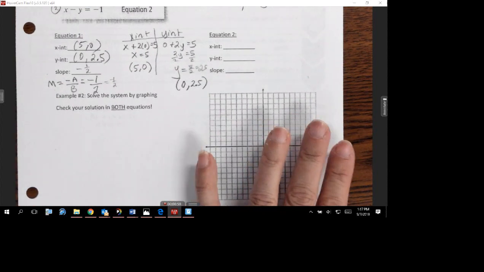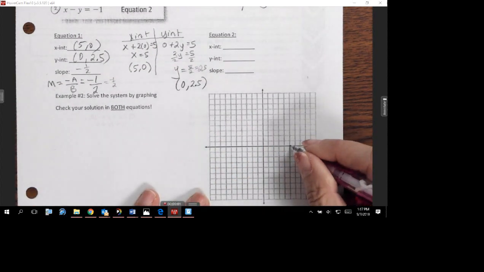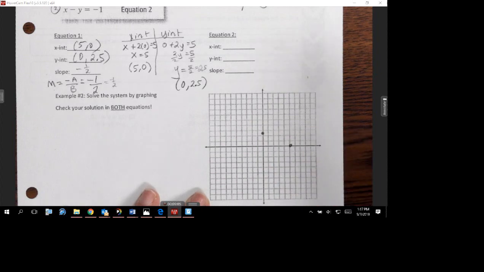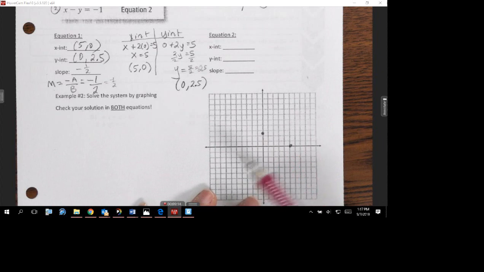We go to graph it. I'm going to graph my x-intercept at 5. I'm going to graph my y-intercept at (0, 2.5). Then I'm going to find more points using the slope. When you use the slope, would you like to start at a fraction or a decimal, or would you like to start at a whole number to apply your slope?